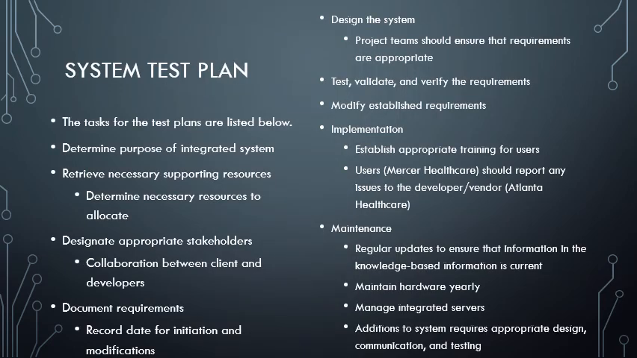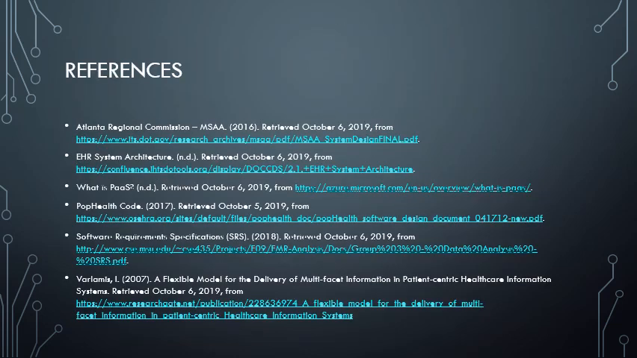Here's a quick overview of the system test plan. And so these are the tasks that were listed within my document, ranging from determining the purpose of the integrated system to retrieving necessary supporting resources, documentation requirements, designing the system, and then the most important for this documentation, test, validate, and verify the requirements, where the project team will be able to modify the established requirements based on feedback, and then only then will they be able to implement and maintain the system with the respective responsibilities and roles. And then here are my references.